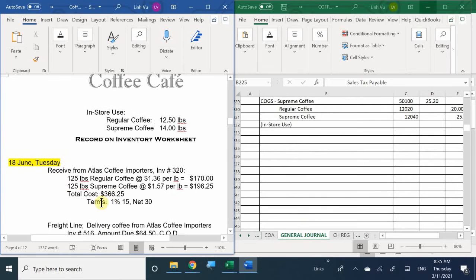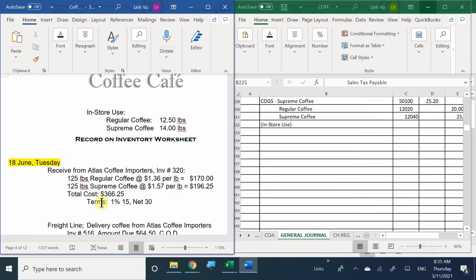So what happened here? Received invoice from Atlas Coffee Importers. Okay, so yes, we did. And what was in there? Coffee, regular and supreme.